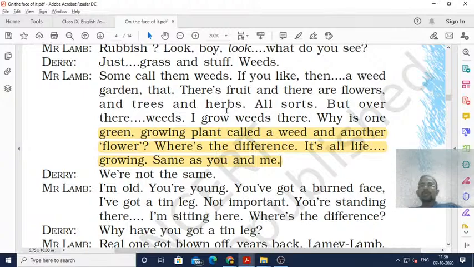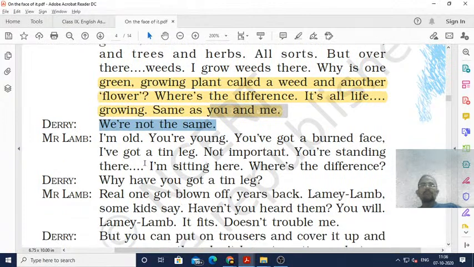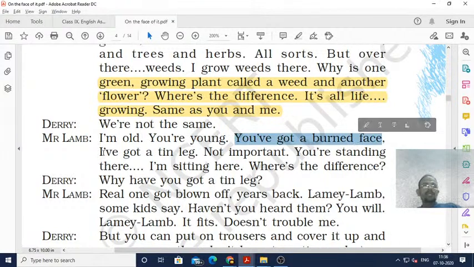but there is a very important message lying underneath the statement of Mr. Lamb. Derry does not understand the meaning of what Mr. Lamb has said. Therefore Derry says, we are not the same. You and me are not the same. Mr. Lamb says, of course, I am old, you are young, you've got a burned face, I've got a thin leg. So Mr. Lamb is also not a normal human being. He's got a thin leg.